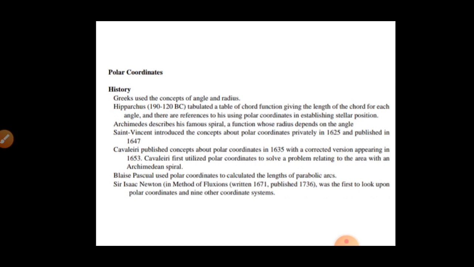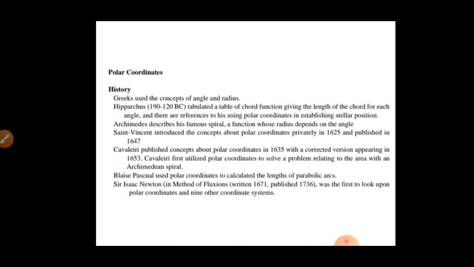Hipparchus tabulated a table of chord functions giving the length of the chord for each angle, and there are references to his using polar coordinates in establishing stellar position. Archimedes describes his famous spiral, a function whose radius depends on the angle.